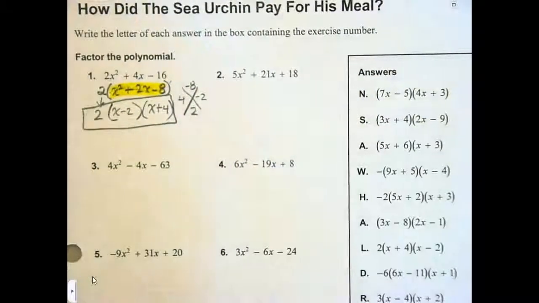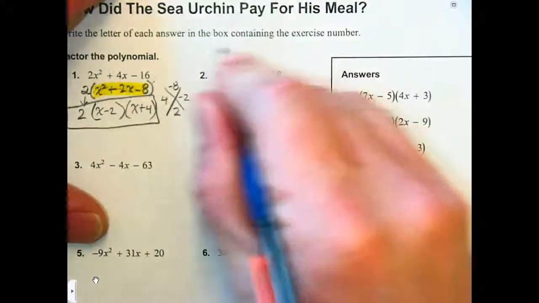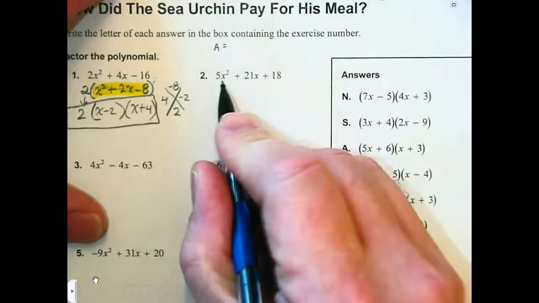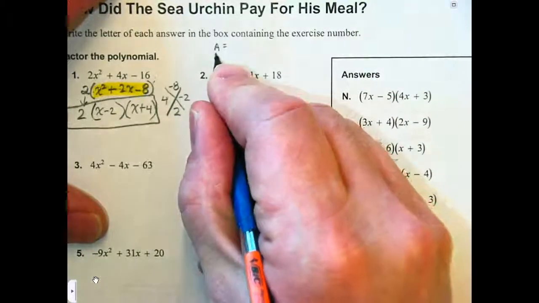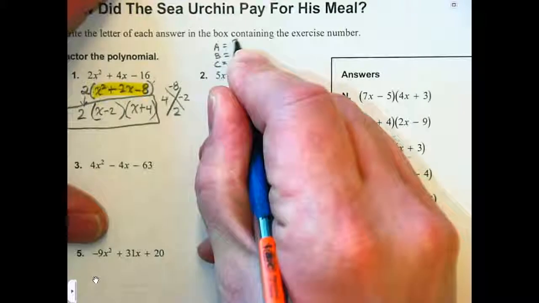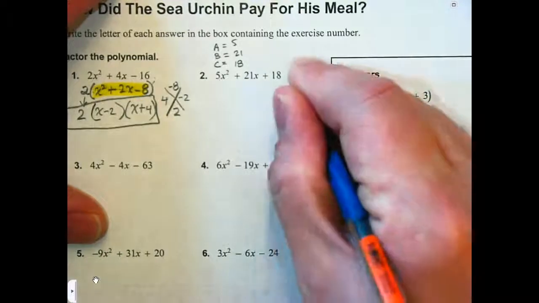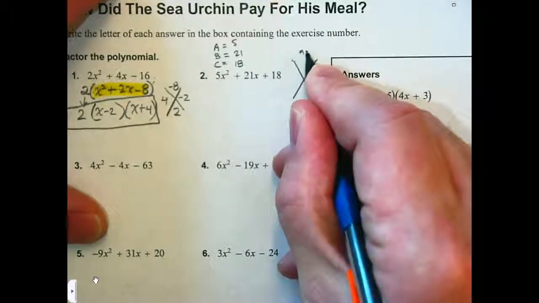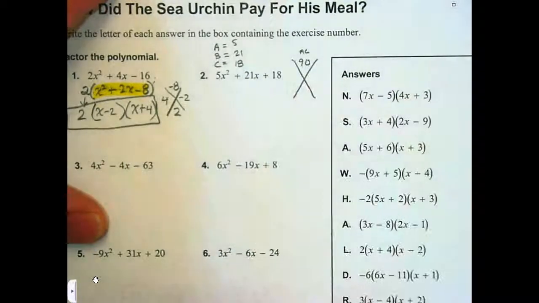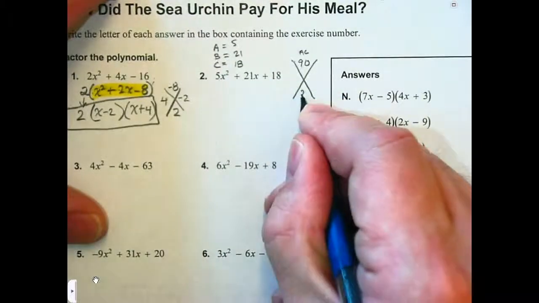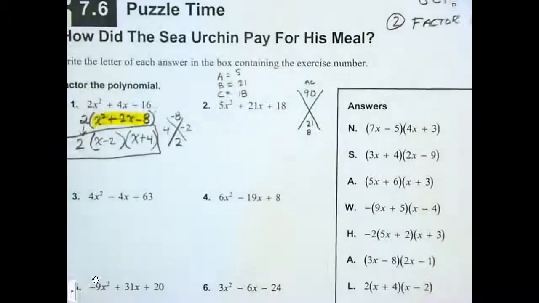Hey guys, number 2. For those of you struggling on it, I'm going to walk through it. Remember, first step, after you realize 5, 21, and 18, there's nothing that goes into all of them, no greatest common factors. Identify a, b, and c is our next step. Then we're multiplying a by c, and then pulling b. 2 things that multiply to make 90 and add to 21.